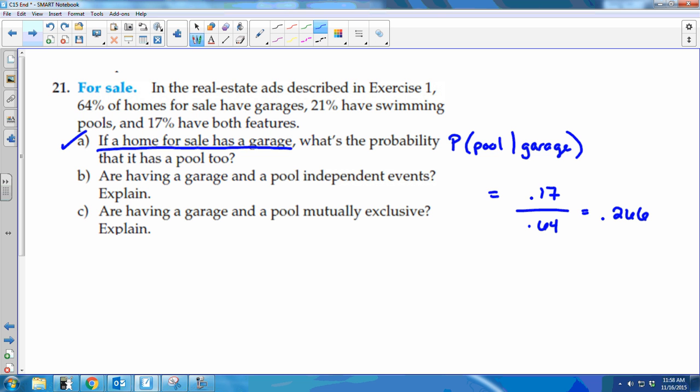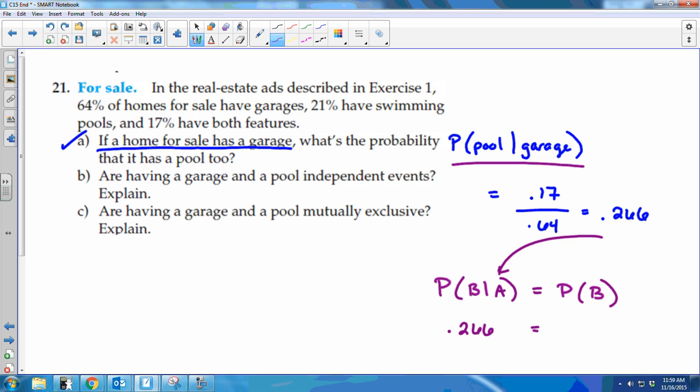On part B, are having a garage and a pool independent events? Well, we have an equation for that too, and we just found a conditional probability, right? The test for independence says the probability of B given A has to equal the probability of B. Well, I just did a conditional probability, so maybe we'll just use that. If we're using that, then B is the probability of a pool, so what's the probability of having a pool? 0.21. So again, close, but not so much. So they're not independent of each other.